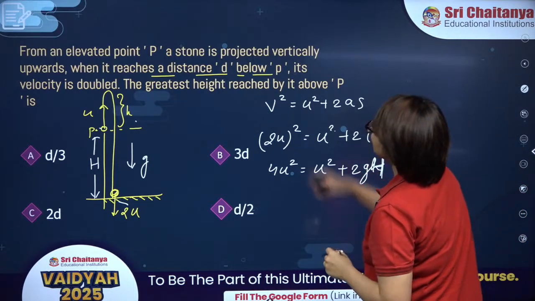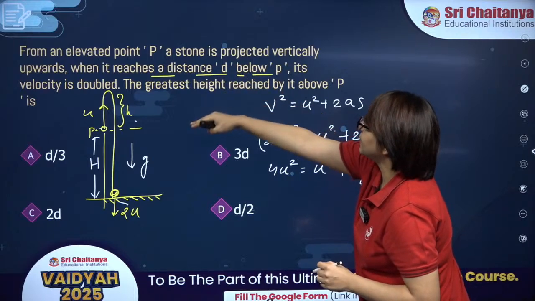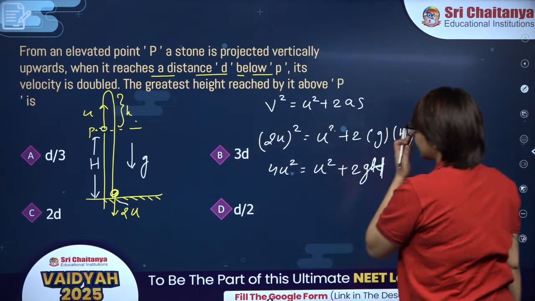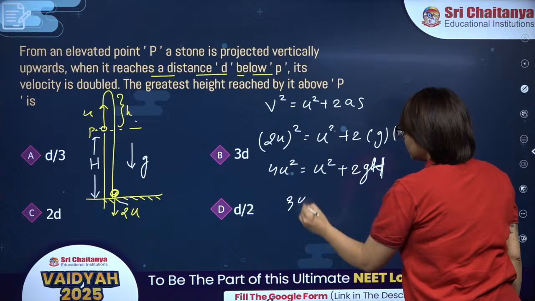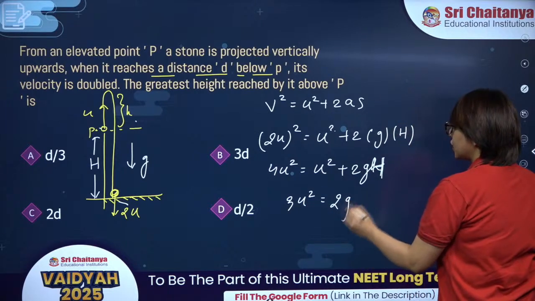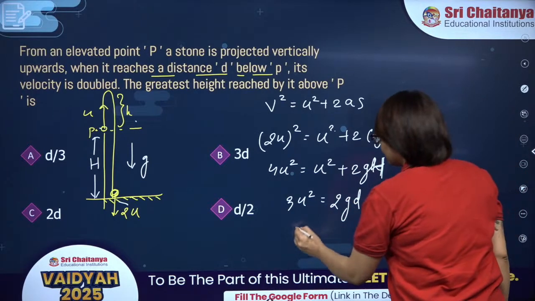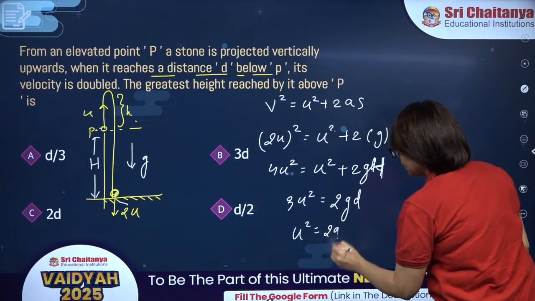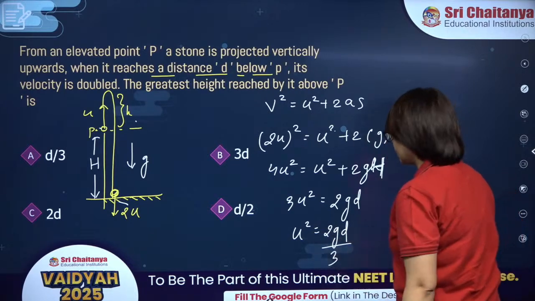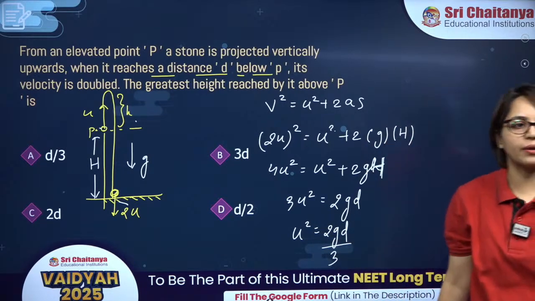Fine. And capital H is given as d. The point P is d distance above, right, from the ground level. So 3u square is equal to 2gd, and from this one you will be getting u square as 2gd divided by 3. Right. This is the value of u square.